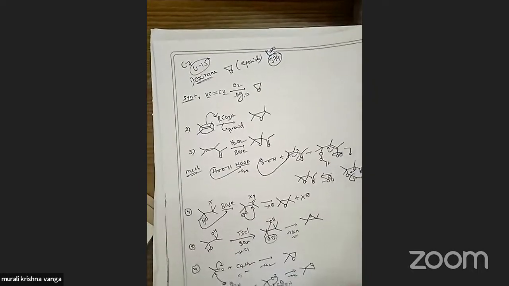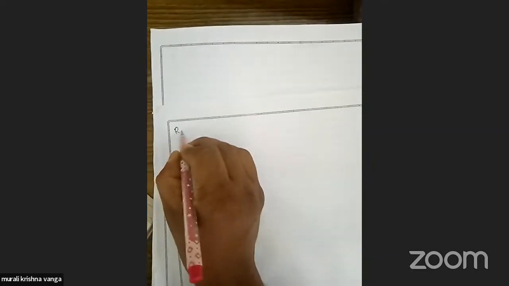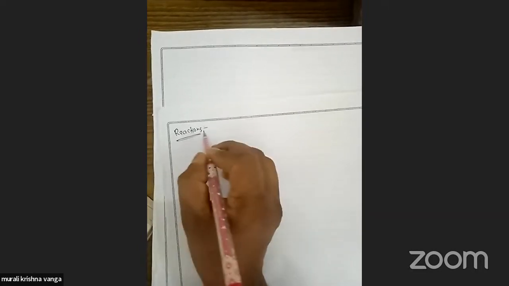So these are the syntheses of epoxides. Next is reactions of epoxides. The epoxide ring is attacked by electrophiles, nucleophiles, and dehydrogenating agents, leading to opening of the ring.